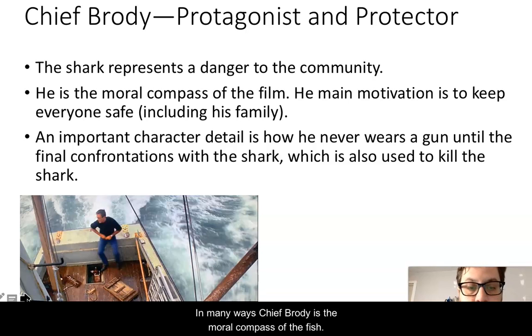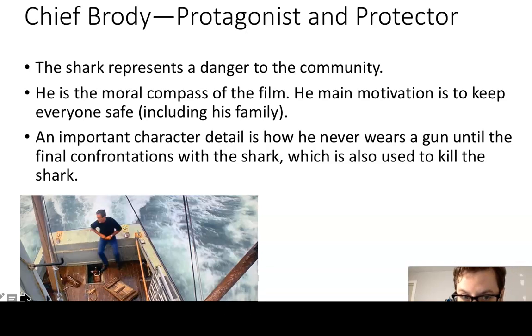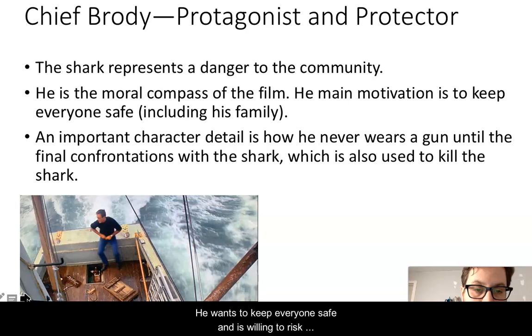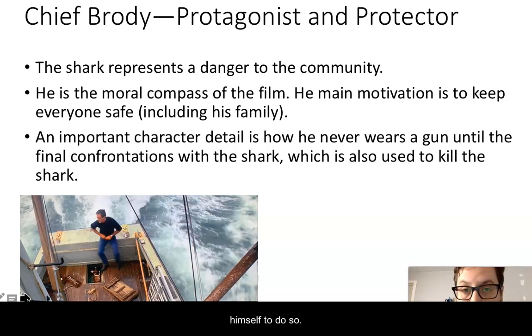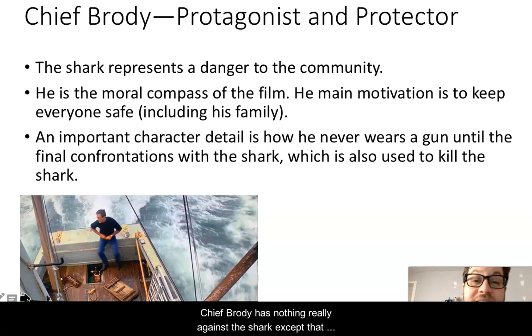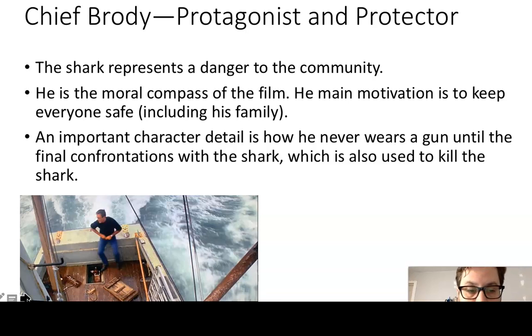In many ways, Chief Brody is the moral compass of the film. His motivations are pure. He wants to keep everyone safe and is willing to risk himself to do so. He's not like Hooper, who does want to help people, but Hooper also wants to understand and master the shark with his knowledge. Chief Brody has nothing really against the shark, except that it is a danger to the community, and so therefore he must protect it.